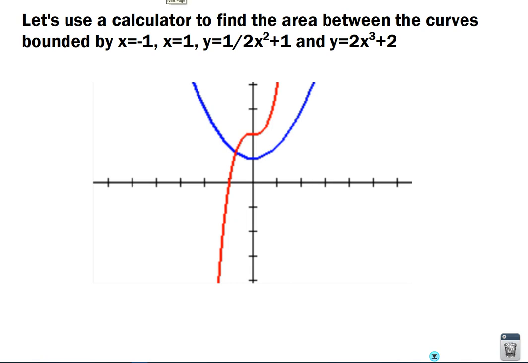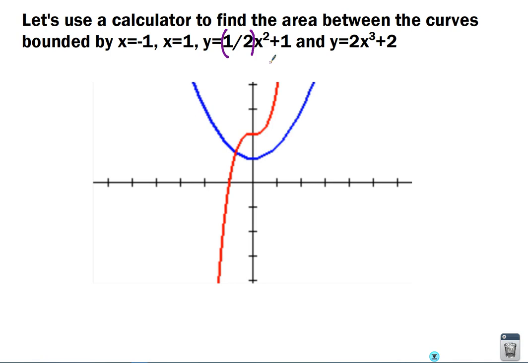All right, now to find this using a calculator, we want the area from negative 1 to 1 between 1/2 x squared plus 1 and 2x cubed plus 2. Now careful here, 1/2 is a constant. This is not 1 over 2x, 1 divided by 2x squared. This is 1/2 times x squared. You could actually type this in your calculator just like this. That's why I copy and pasted it.